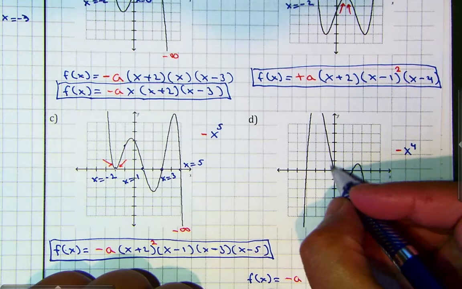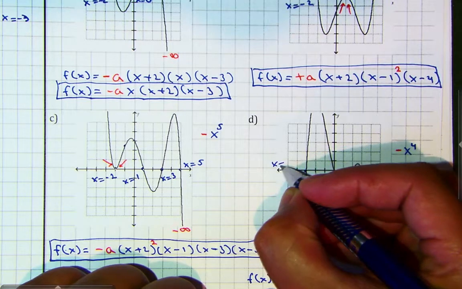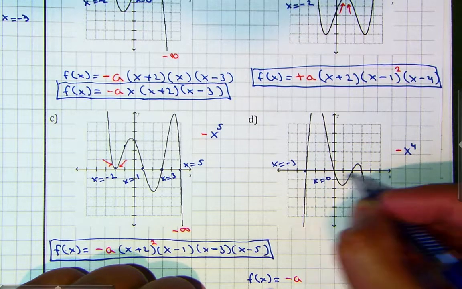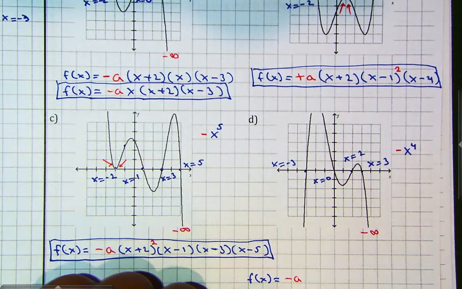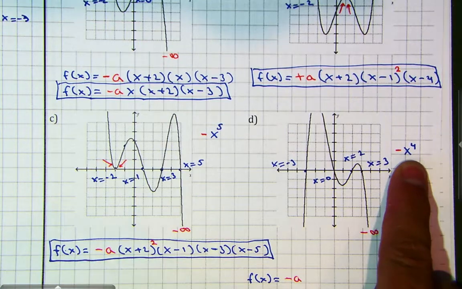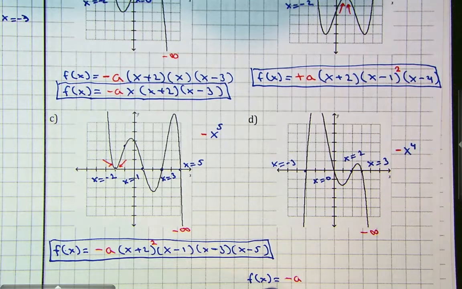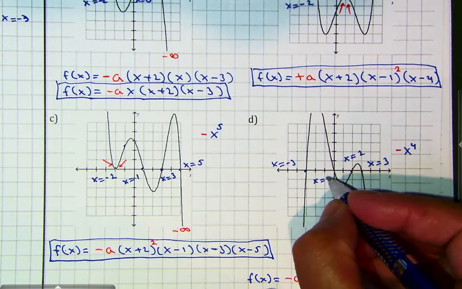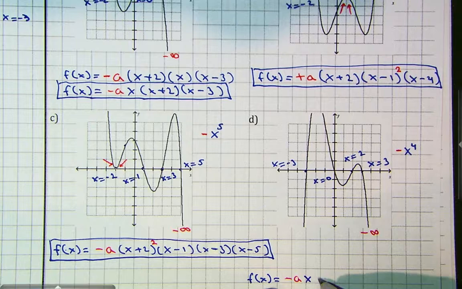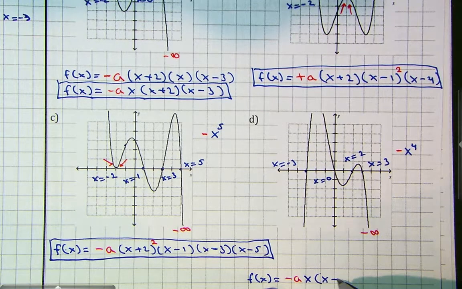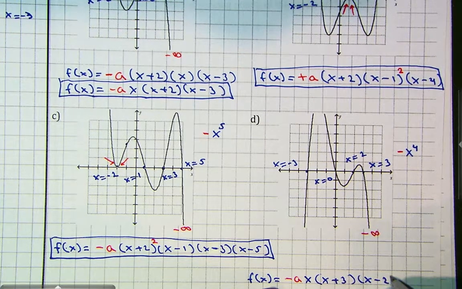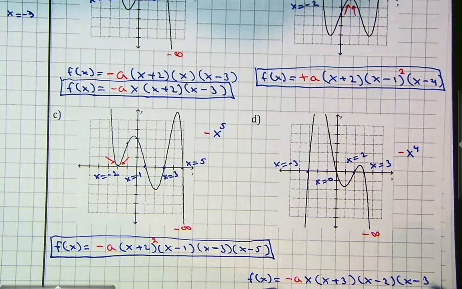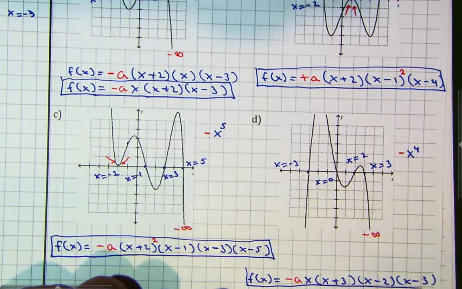Then we have x equals negative 3, x equals 0, x equals 2, x equals 3. So 1, 2, 3, 4. We'll notice that there's no bouncing, so therefore there are no multiple roots. And now I'm going to place my x equal to 0 first as just x. Then this will be x plus 3, x minus 2, and x minus 3. Do you agree? Perfect.